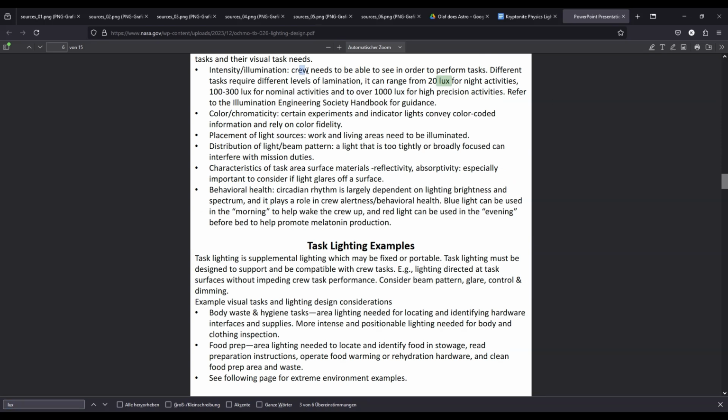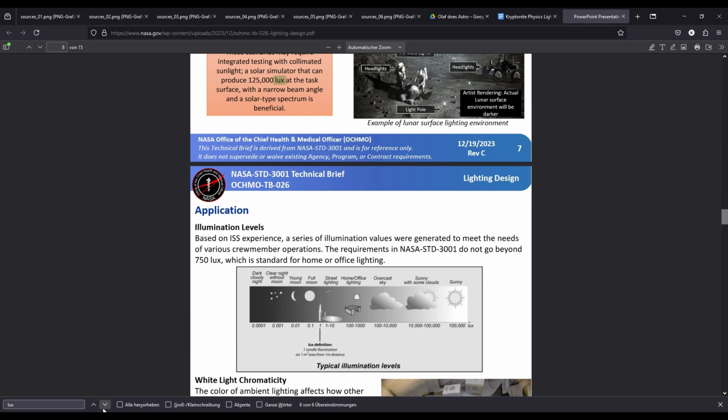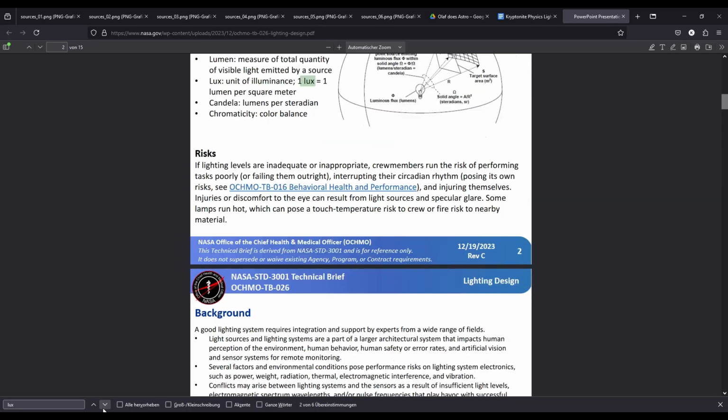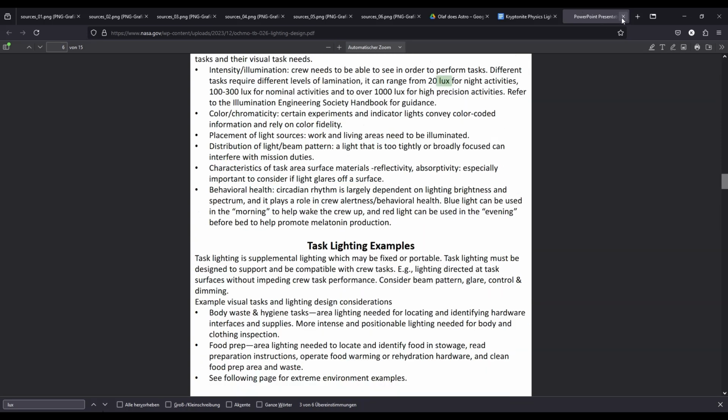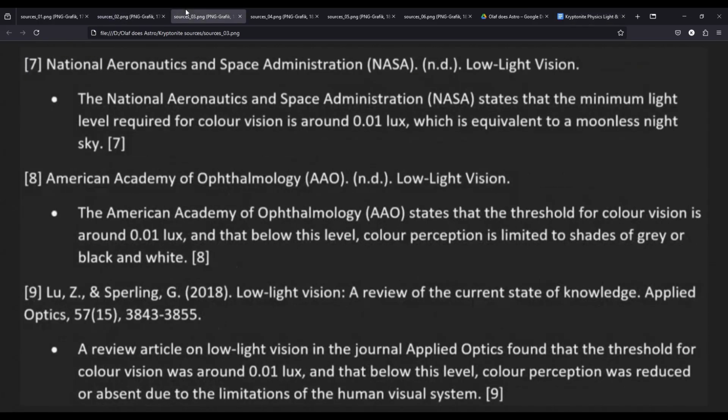It just tells you that I need to be able to see in order to perform tasks. It gives a couple of recommended light levels, but not a minimum light level, which is something that we need for a star, or for a planet. So this neither confirms nor denies it. So it's not a proper citation.